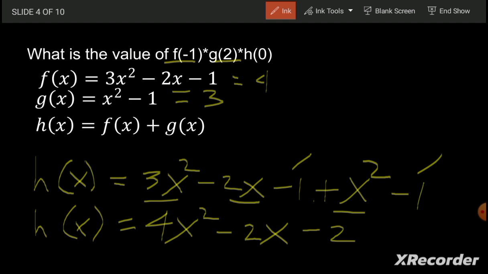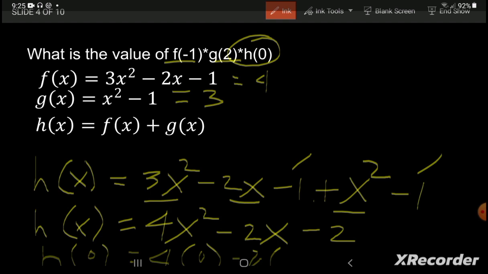So from here, we have to replace now x by 0 in this one, h of 0, which is equal to 4 times 0 minus 2 times 0 minus 2.